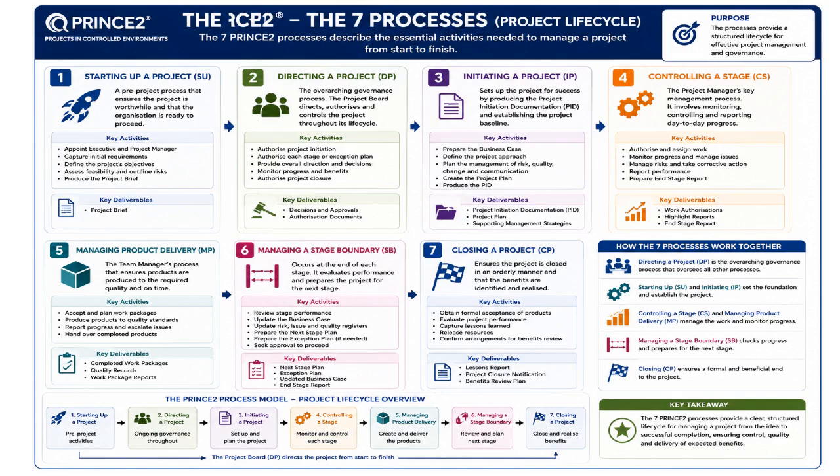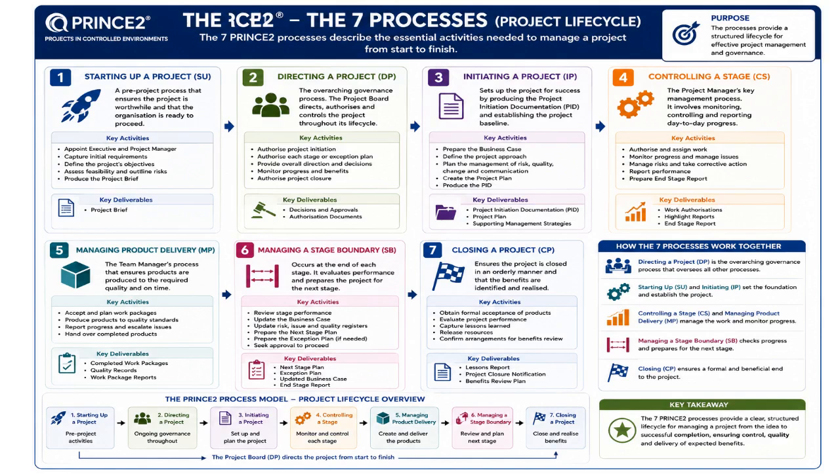The third process is initiating a project, known as IP. This process establishes the foundation for successful project delivery. During initiation, the project management approaches are defined, including risk management, quality management, communication, and change control strategies. The most important output of this process is the Project Initiation Documentation, or PID, which becomes the baseline reference document for the project. The PID defines how the project will be managed, monitored, and controlled.